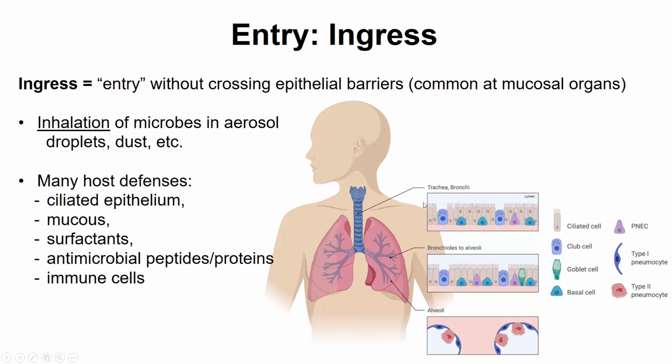In addition, on top of the cilia, there's often a very thick and sticky mucus layer that has different surfactants produced by various immune cells and non-immune cells in the lung.